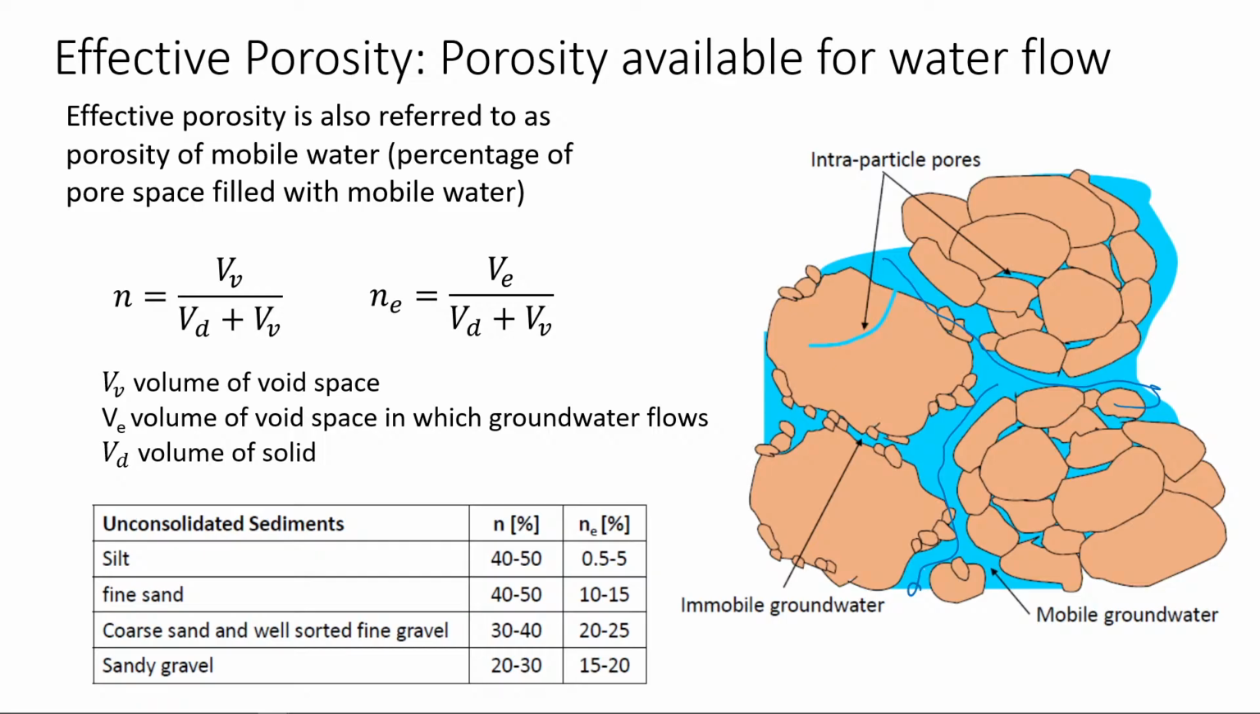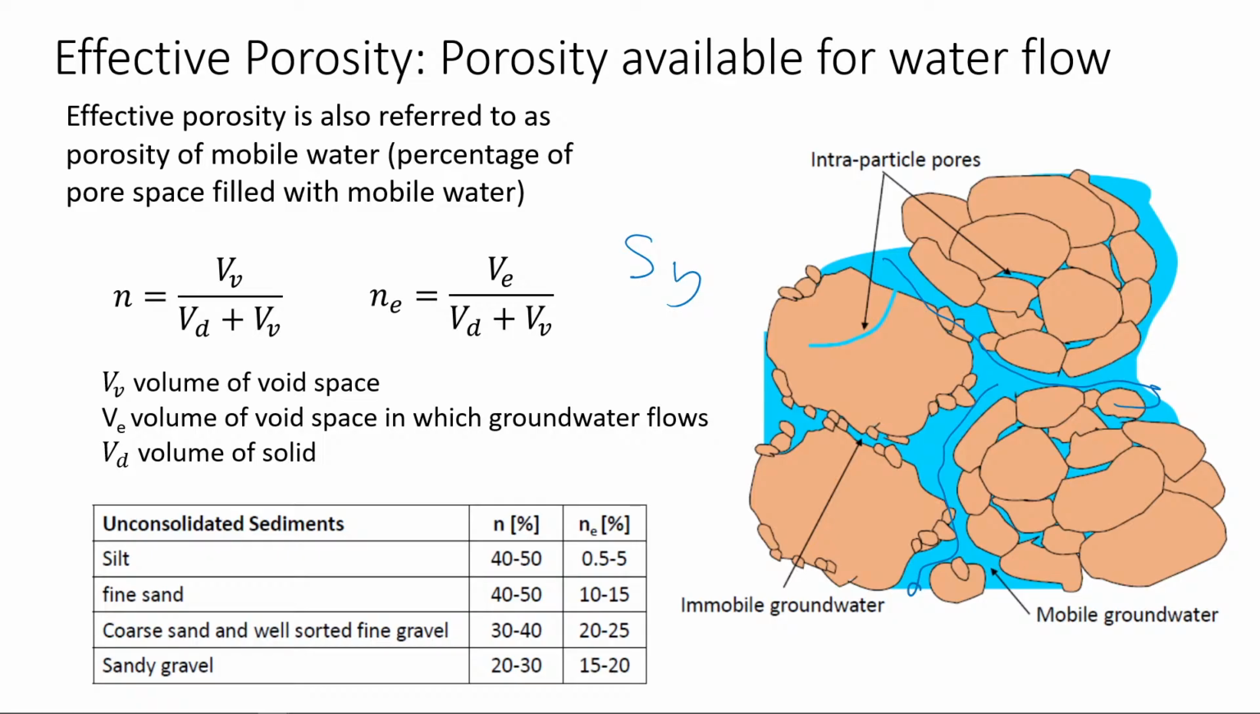Okay, so now let's go to a term that is related to effective porosity, which is specific yield. We will do next something called specific yield. Specific yield is the ratio of the volume of water that drains from a saturated rock owing to the attraction of gravity to the total volume of the rock.